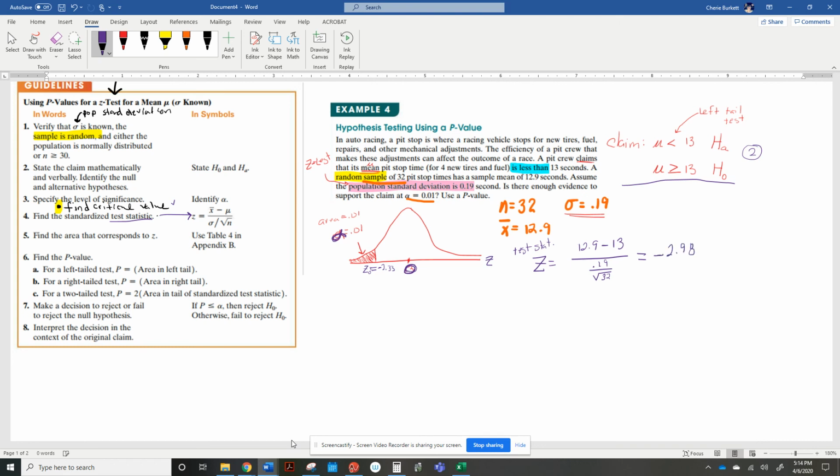2.98. Okay, so we have just found our critical z value. There's our critical z value and our test z value, the critical one and the test one. And in the next video, I'm going to show you how we're going to compare those, okay, and what that means. All right.